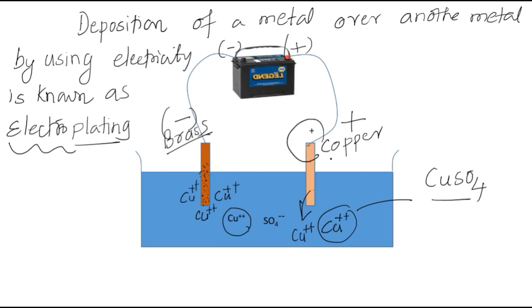In place of this copper, if you use some other metal, that metal will be deposited on this metal. Point to be noted: the metal on which you want deposition of the other metal is supposed to be connected to the negative terminal of the battery, remember, because the metal ions are moving towards the metal rod which is connected to the negative terminal.